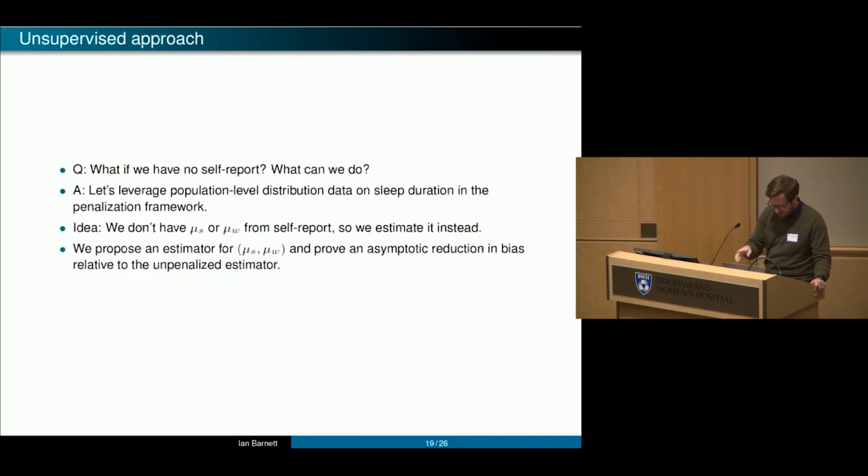And we have some nice properties. I think we show that asymptotically we have a reduction in the bias. It doesn't get rid of it all the way, but this unsupervised approach is for when you come in with just the passive data and you have literally no self-report, and can you still do something? And the answer is yes, and something that would still be usable.